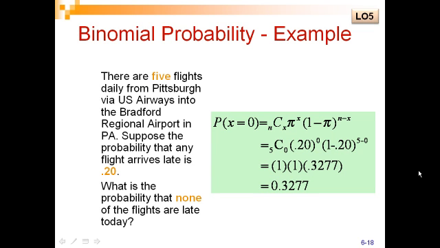Example of binomial probability. There are 5 flights daily from Pittsburgh via US Airways into the Bradford Regional Airport in Bradford, Pennsylvania. Suppose the probability that any flight arrives late is 0.2. What is the probability that none of the flights are late today? What is the probability that exactly one of the flights is late today?